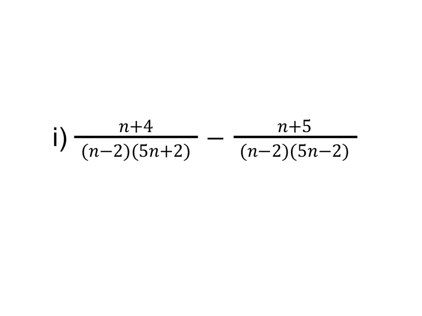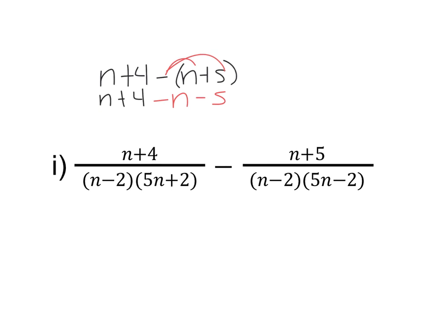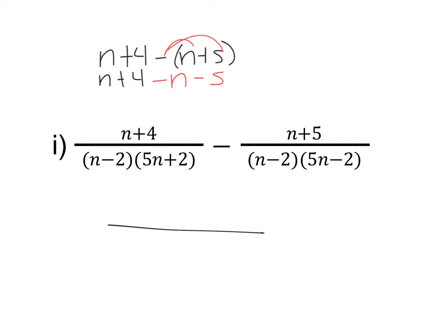Last one. We have a common denominator, check. We're subtracting, so I'm going to need to distribute the negative. So I've got this. Go ahead and do that. So it'd be minus n minus 5. All right, let's combine our like terms. n minus n is 0. 4 minus 5 is negative 1. Then your denominator stays the same.